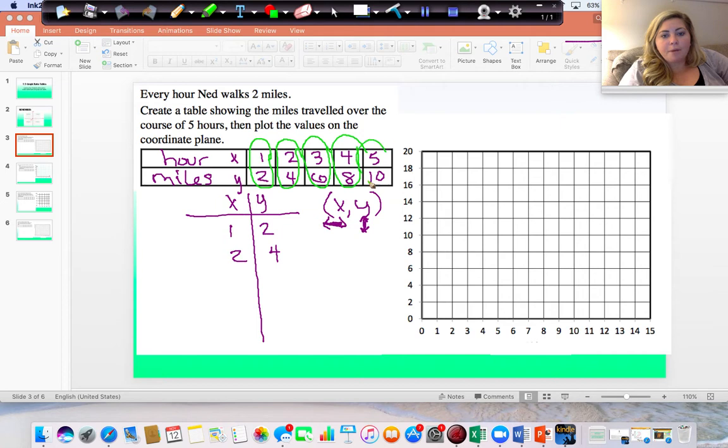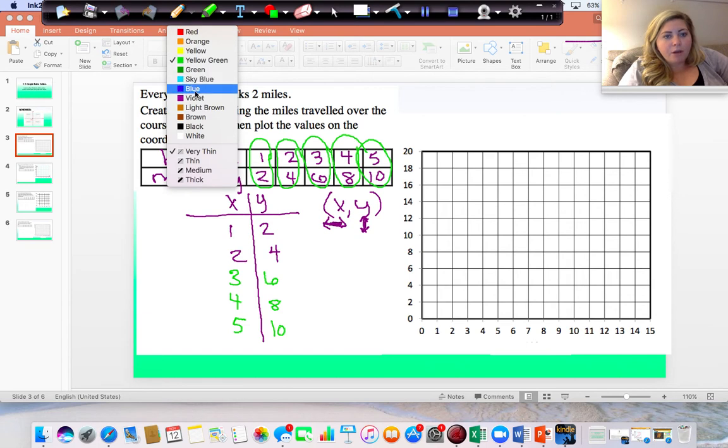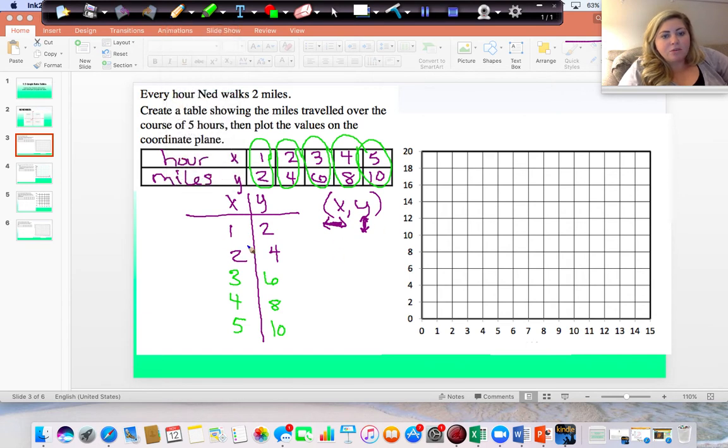Okay, and our top number is our X value. So our top numbers go down here on the side. And our Y values are on the bottom, and those go down on our right-hand side. So 2, 4, 6, 8, and 10. Okay, so when we go to graph this, we need to graph our ordered pairs. And our first number tells us where we go left to right. And our second number tells us where we go up or down.